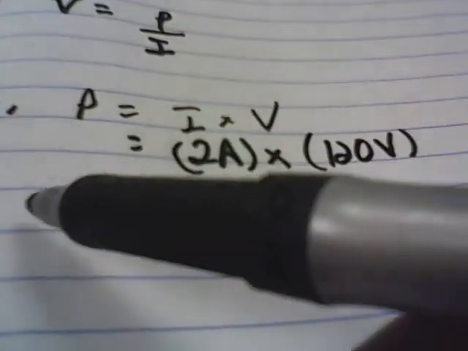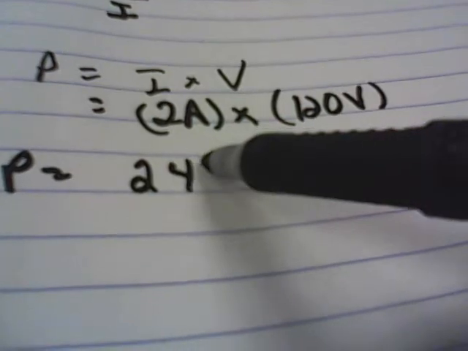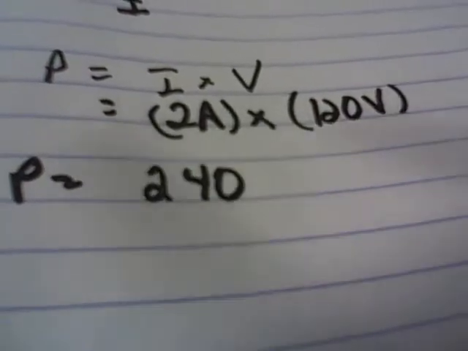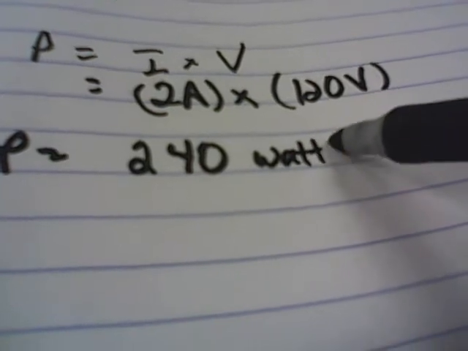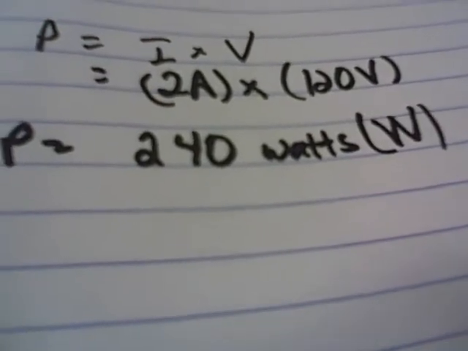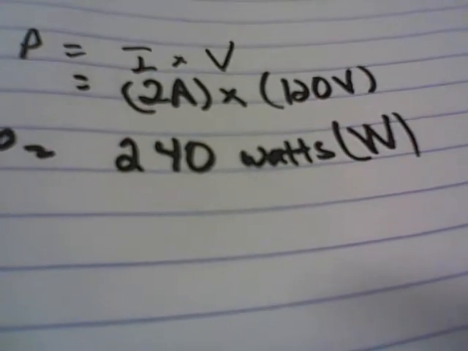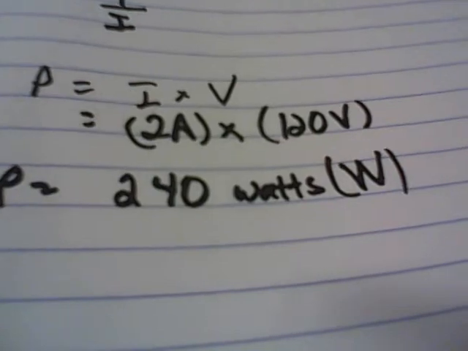So what would that answer be? 2 times 120 is 240. And again, it's power, so the units are going to be watts, or W. So 240 watts is your answer for number one. So that's if we're looking for power.